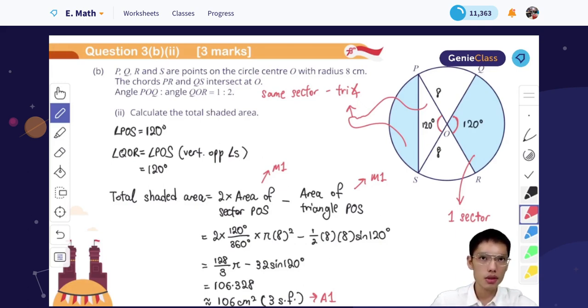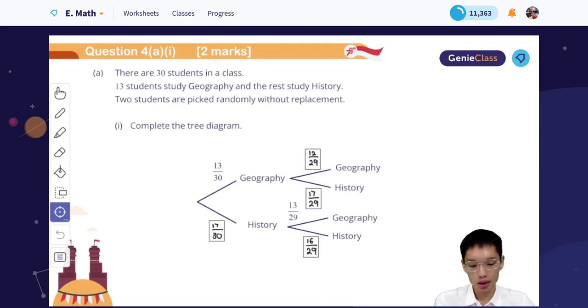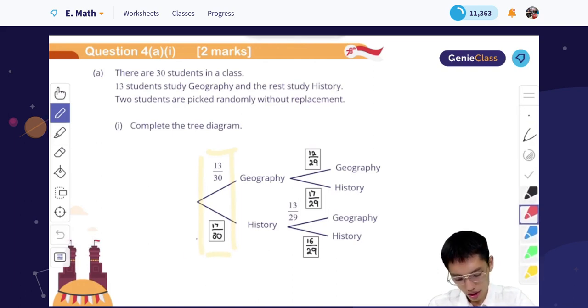Okay, seems like it's good. Let's move on to question number 4. So for those who have done the mock paper, question number 4, the whole thing is on probability. So first one, very simple. Complete the tree diagram. Few things to take note. One thing, make sure your denominator stays the same on their specific branches. Okay, second thing, the probability should sum to 1. Very important, that's how you check. Okay, probability should sum to 1 in your branches. Okay, if it does not sum to 1, double check again.